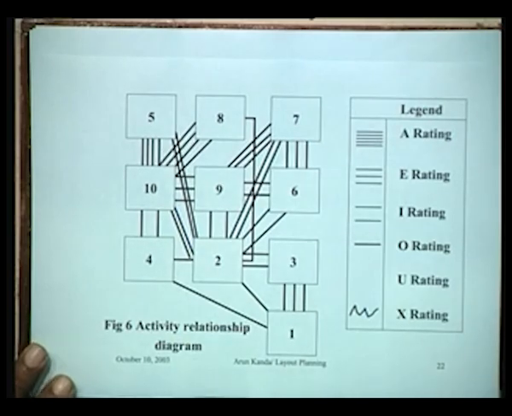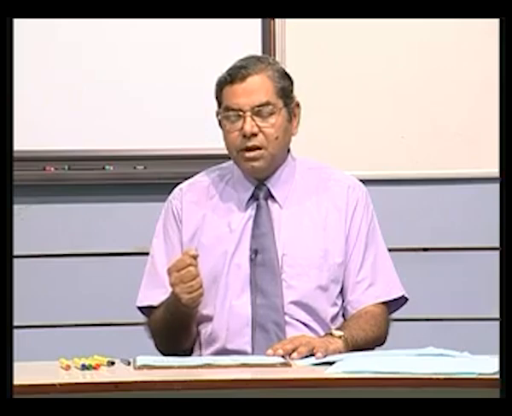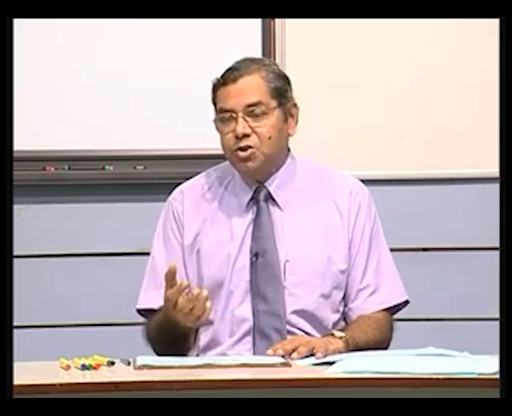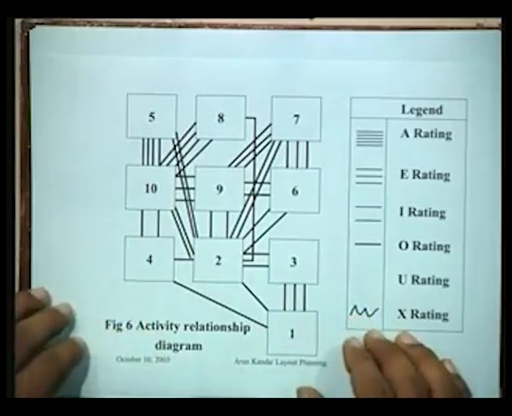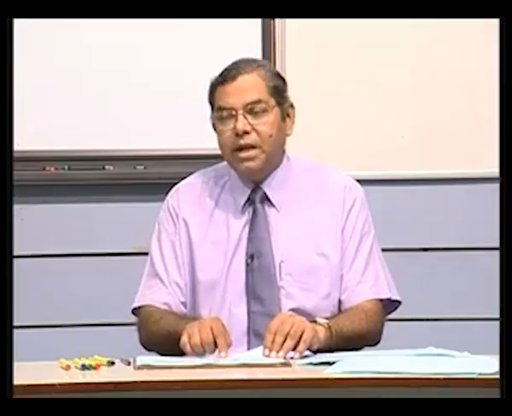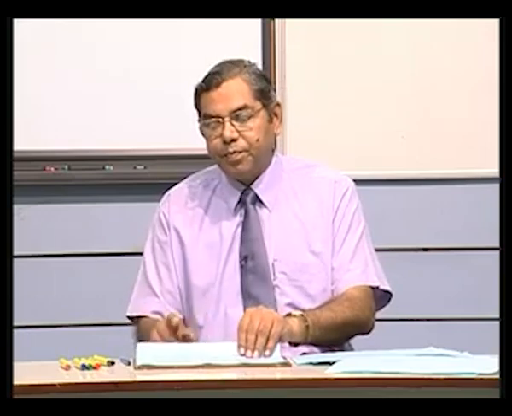So what will happen is that the number of lines between departments actually shows the affinity between these departments. That is, the relative desirability of different departments to be close to each other is stronger if the bond is stronger, and the number of lines show the bond. So you are basically getting an idea of which departments should be kept close to each other through this. This is called an activity relationship diagram.